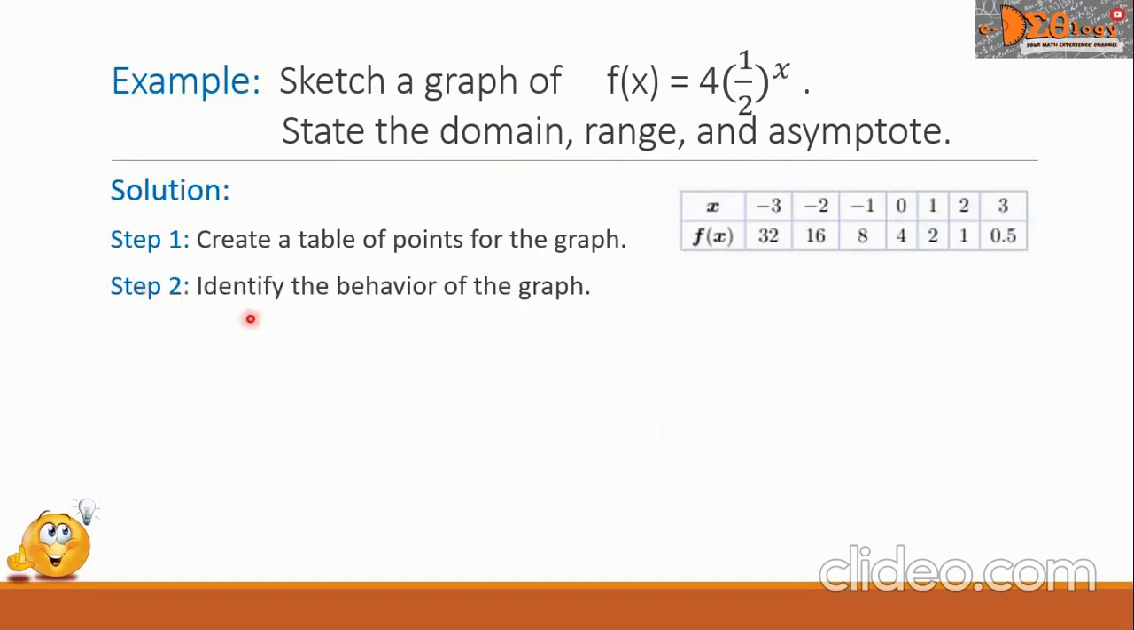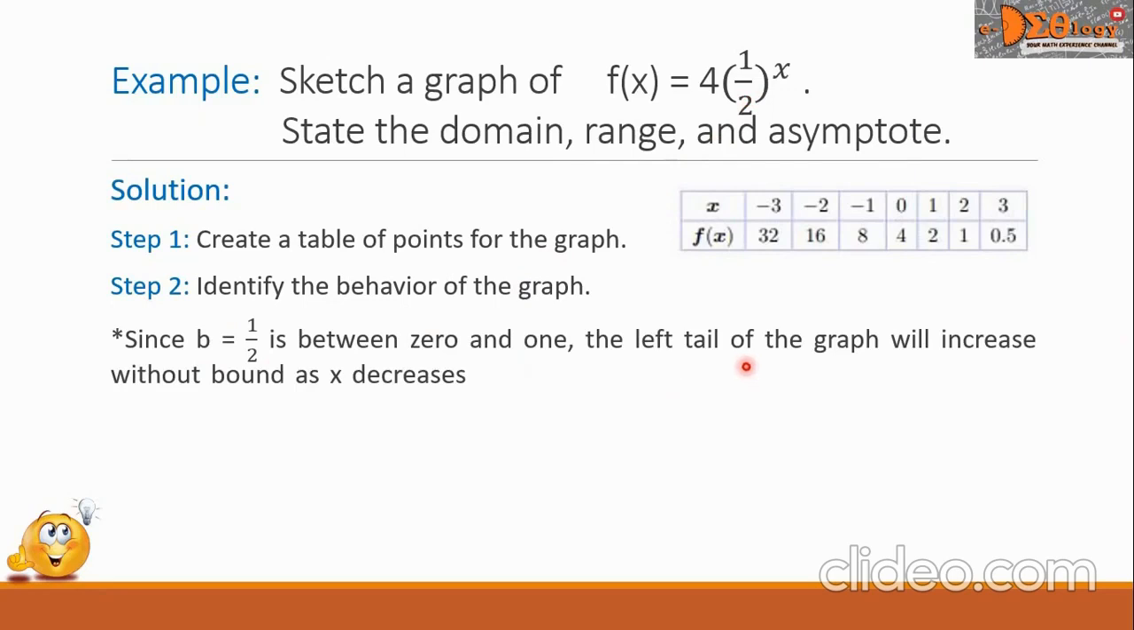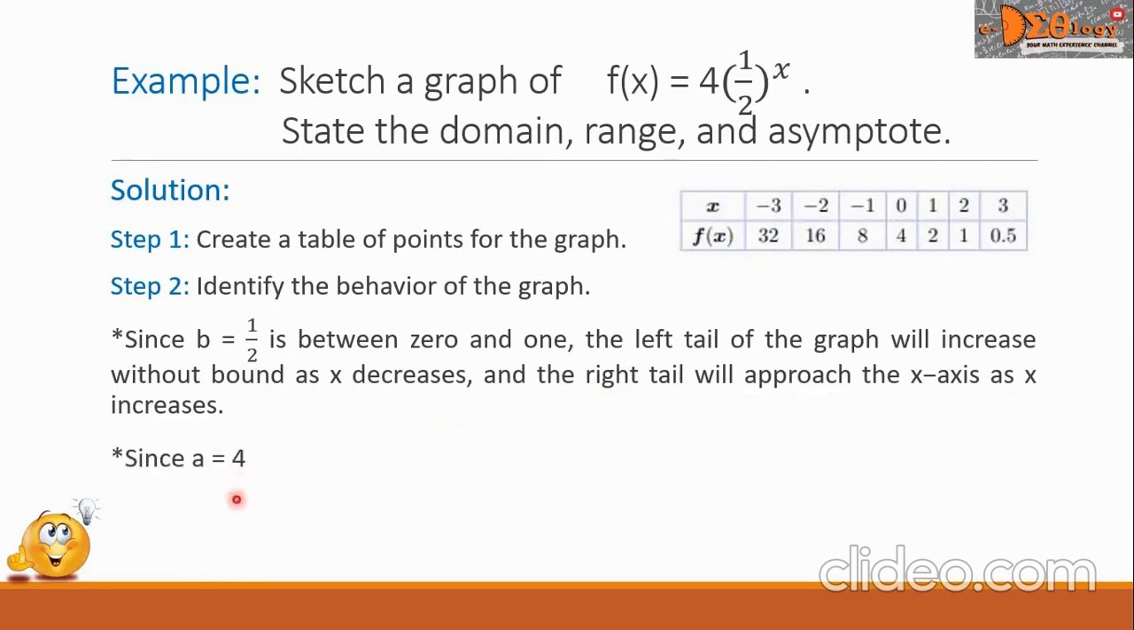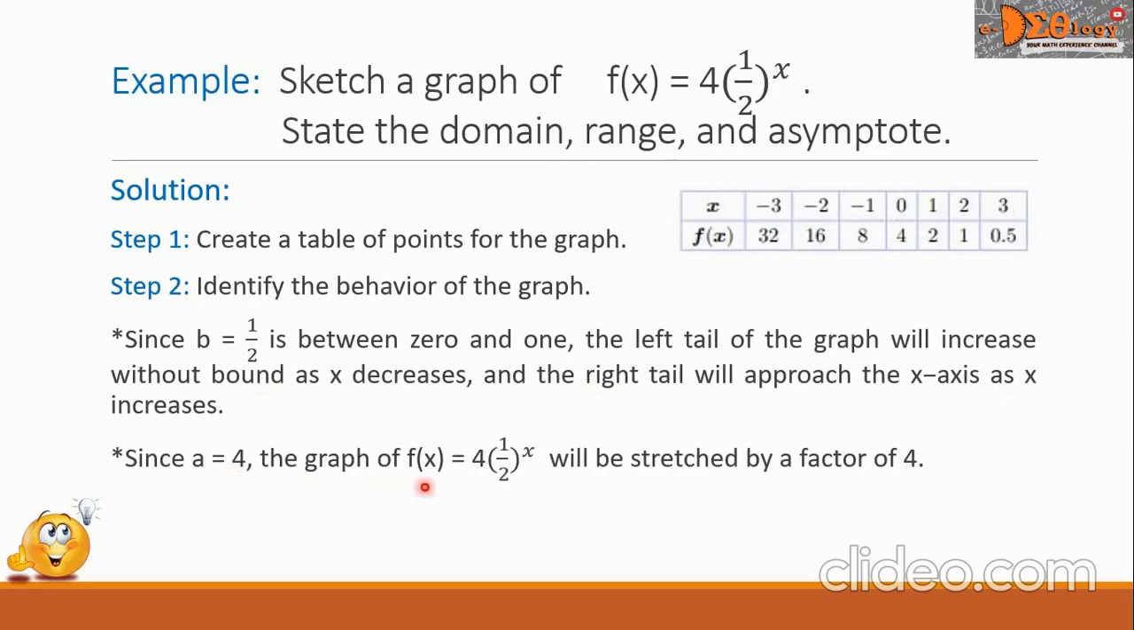Step 2, identify the behavior of the graph. Since b equals 1/2, is between 0 and 1, the left tail of the graph will increase without bound as x decreases. And the right tail will approach the x-axis as x increases. Since a equals 4, the graph of f of x equals 4 times 1/2 raised to x will be stretched by a factor of 4.